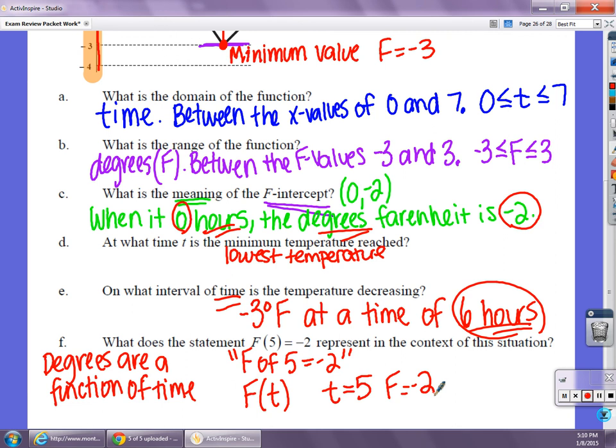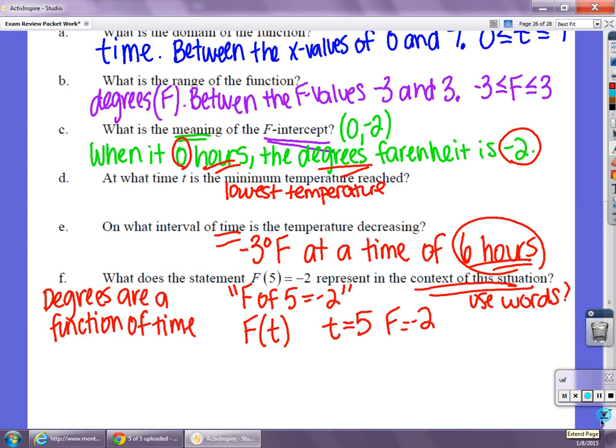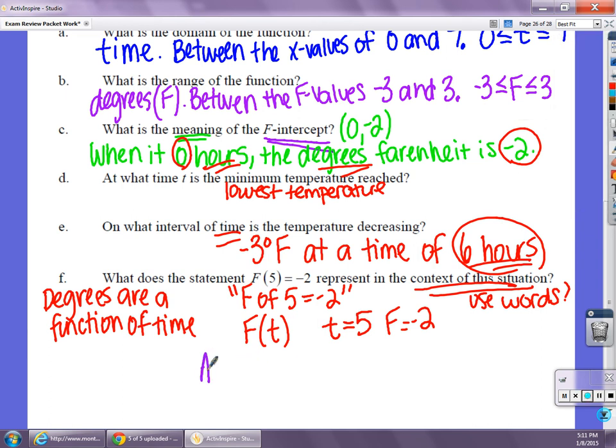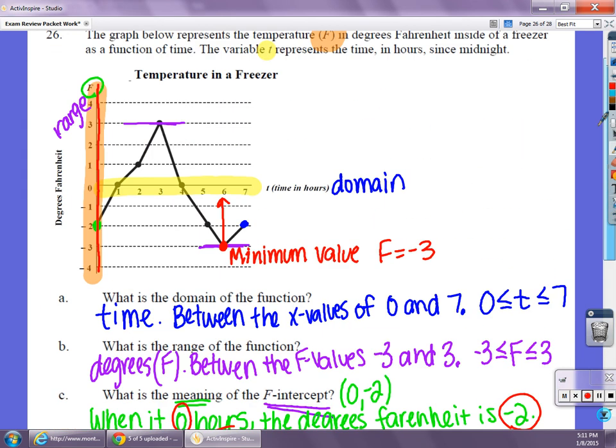Since it says in the context of the situation, we want to use words. Just like in English class, it's like we're dealing with a story here. So the context of this, we're in a freezer, we're dealing with time and temperature, and we want to explain that in words. So let's say at 5 hours, the temperature is -2 degrees Fahrenheit. Okay, and I think that'll do it for question 26.